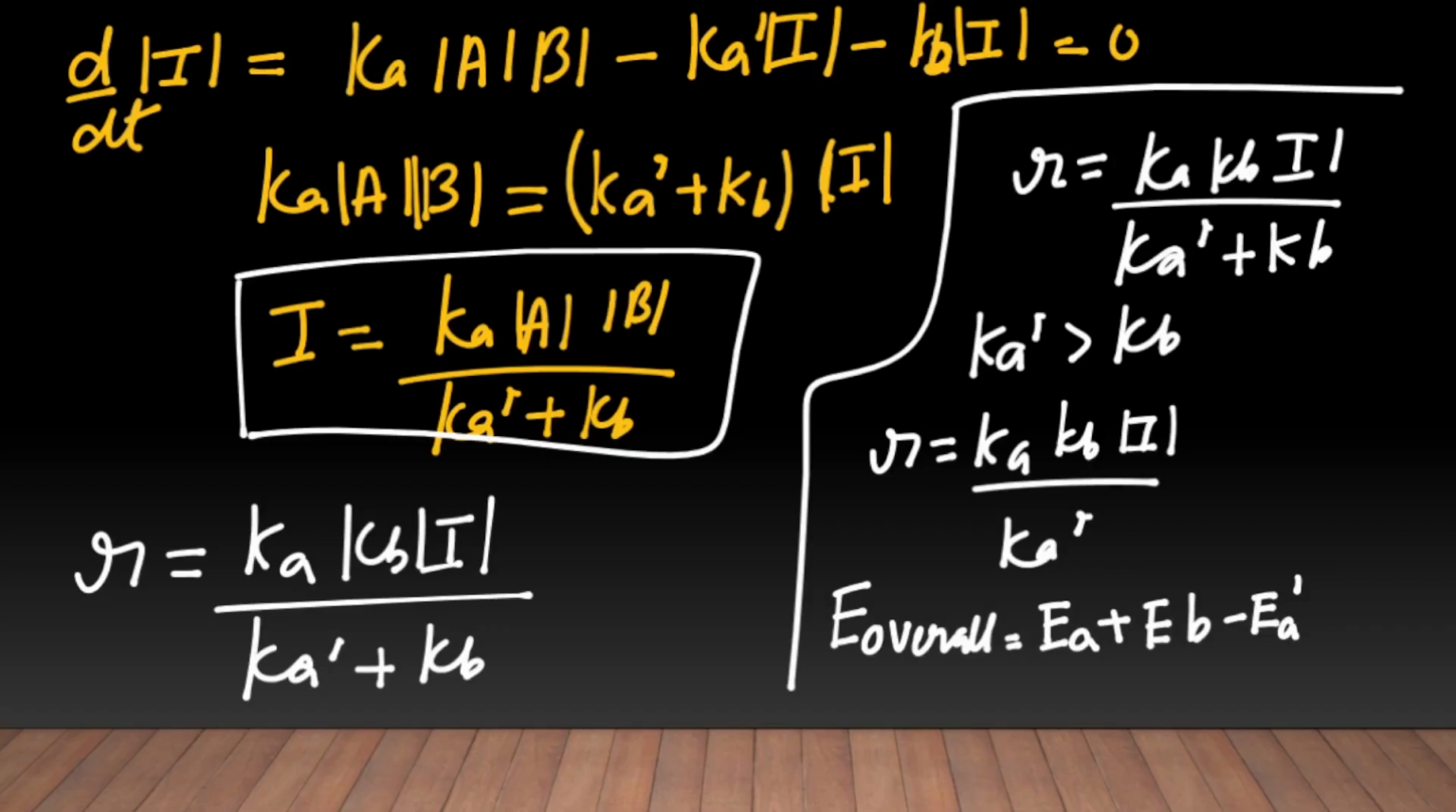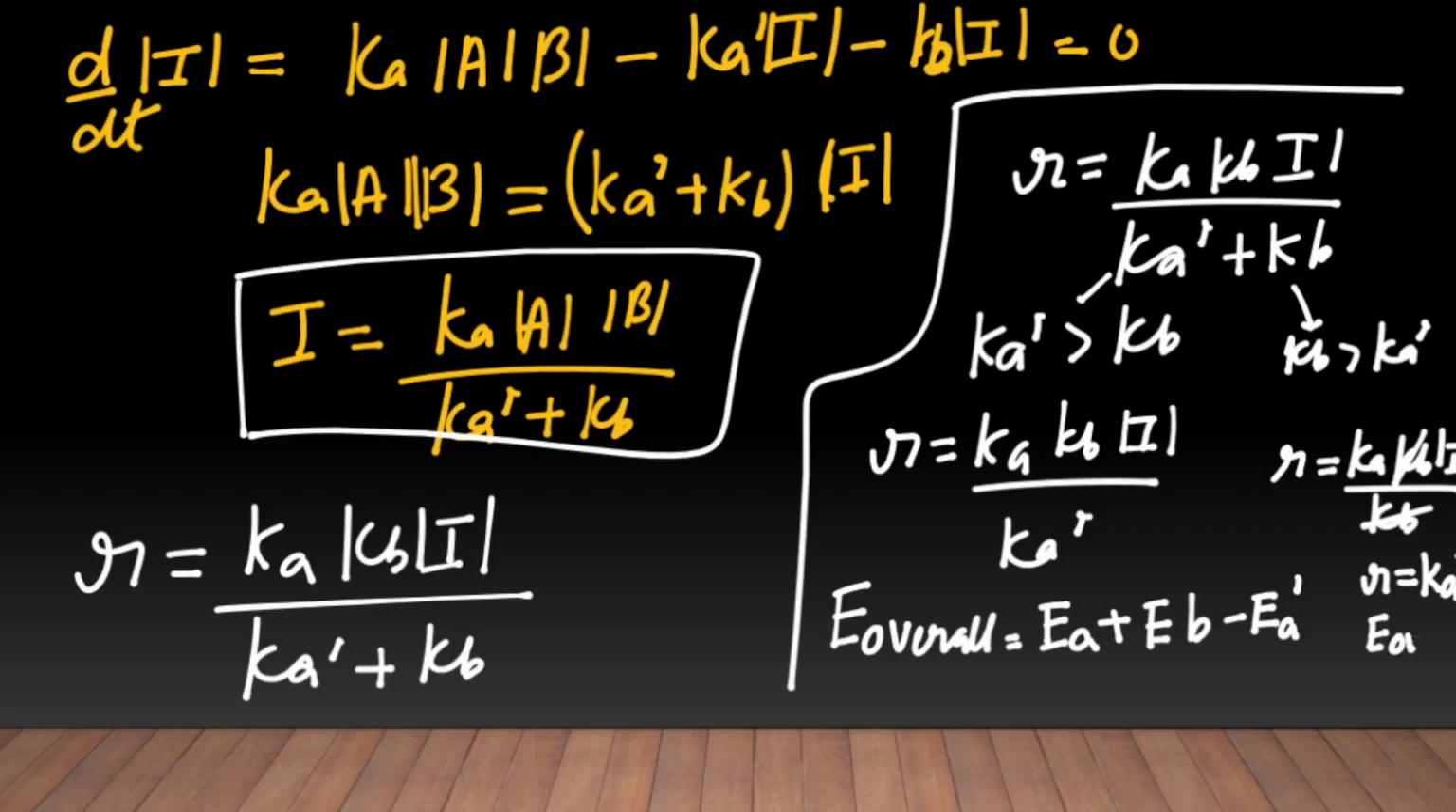And the other case that we have from the condition, if we impose that Kb is greater than the Ka dash, in that case the rate value will become Ka into Kb into A and B upon Kb of it. So this Kb and Kb get cancelled out. In this case the rate will be equal to Ka times the A and B only, and overall energy term in this case is going to be equal to the Ea only.